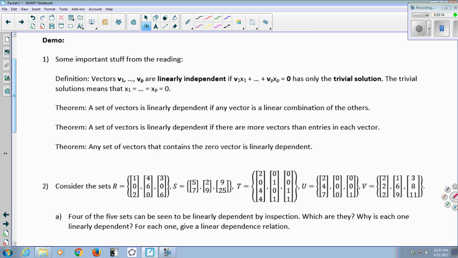So those are dependent. And then third one, any set of vectors that contains the 0 vector is linearly dependent because you could put 0 weights on all the other vectors, add them together, and you get the 0. So the 0 vector is always going to be a linear combination of the others. So that's sort of a special case of that first theorem.